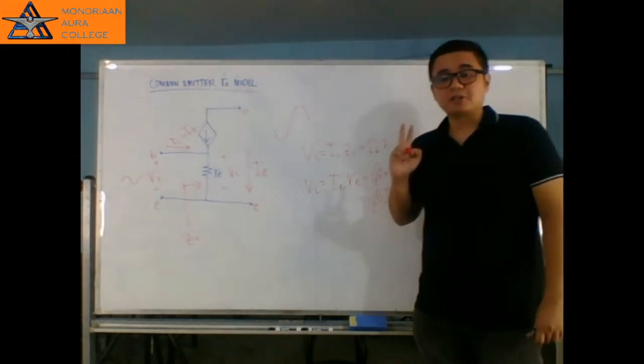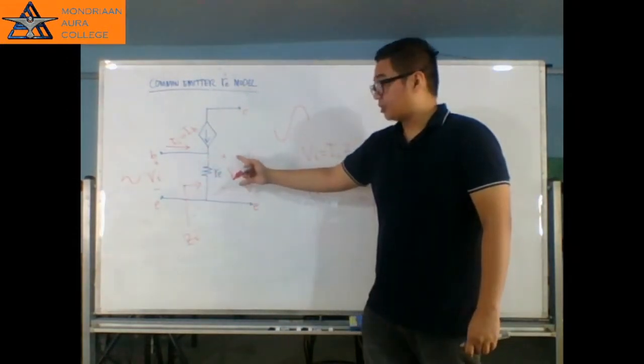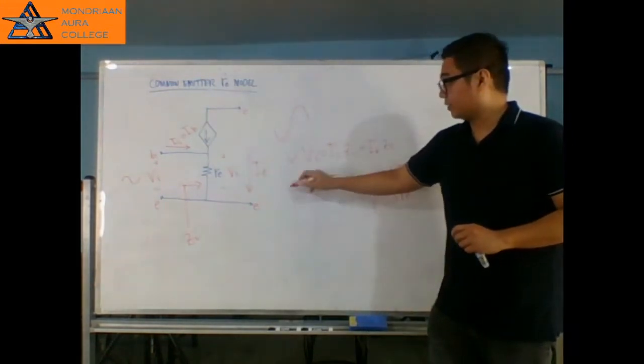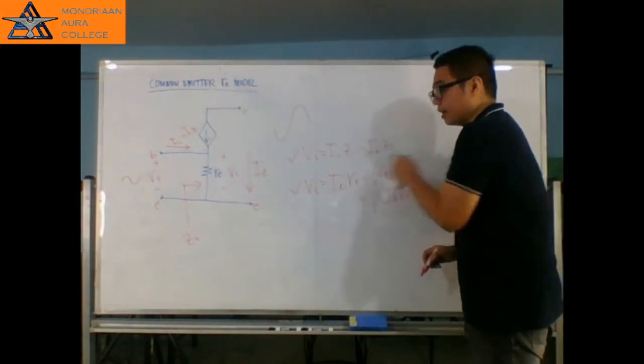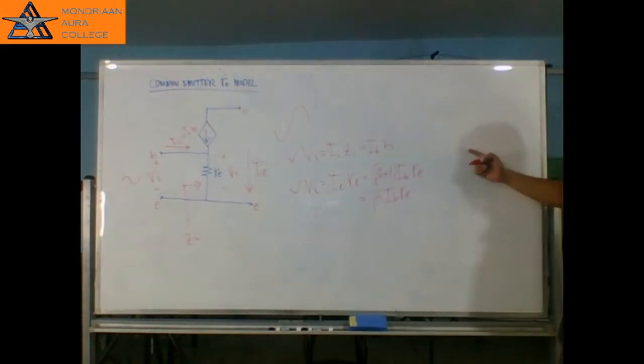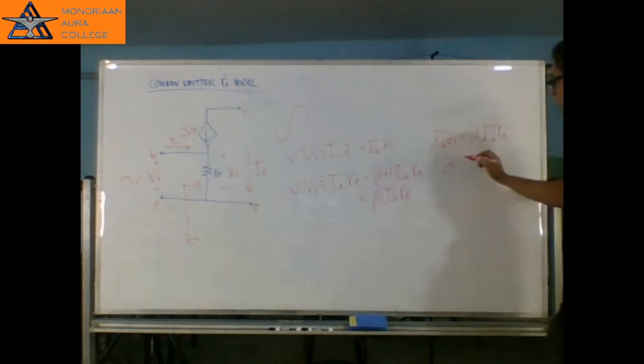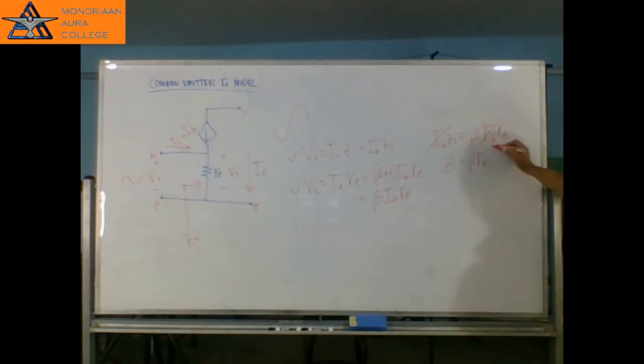So, we have two equations for the input voltage. Input voltage sa input side and input voltage doon sa ating R sub E. So, dalawa yan. Pero pwede natin i-equate itong dalawang equation na yan dahil parehong V sub I naman yan. Okay, so let's write it on this part. So, we have I sub B times Z sub I is equal to beta times I sub B times R sub E. We can cancel out I sub B. So the input impedance of the common emitter configuration is equal to beta times R sub E.